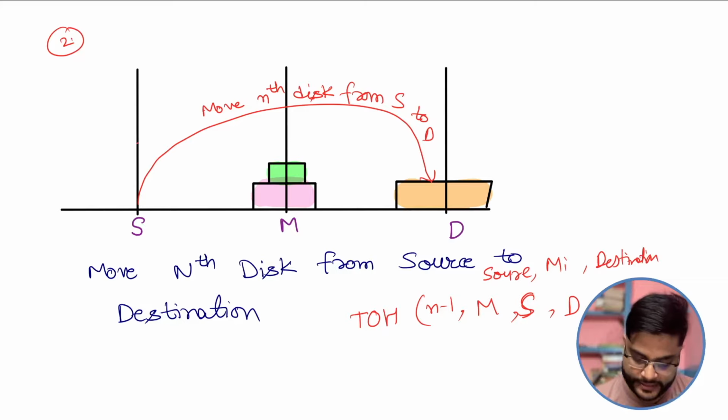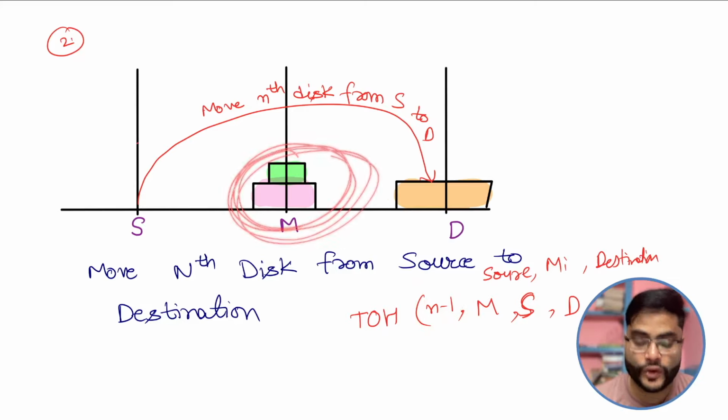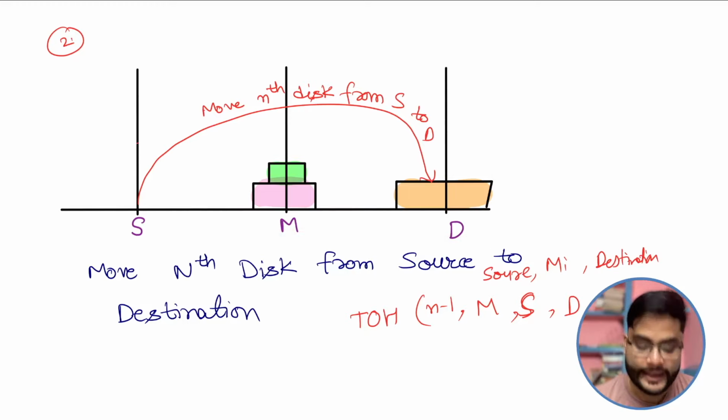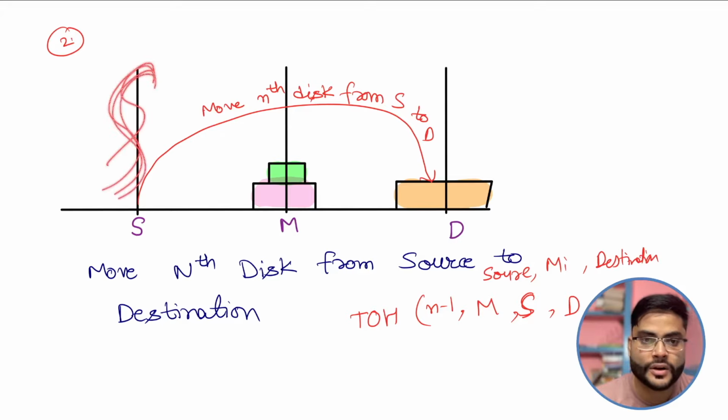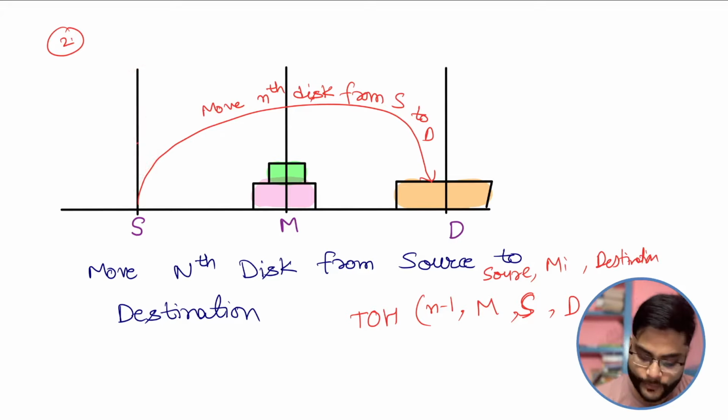So again I am repeating. I am writing n-1. Why? Because I want to move n-1 disks from middle to destination, and I want to write my recursive function for n-1 disks. Now I want to move the disks from middle to destination, so middle will act as my source and destination will act as my destination. The remaining rod, my source rod, will act as the middle rod.